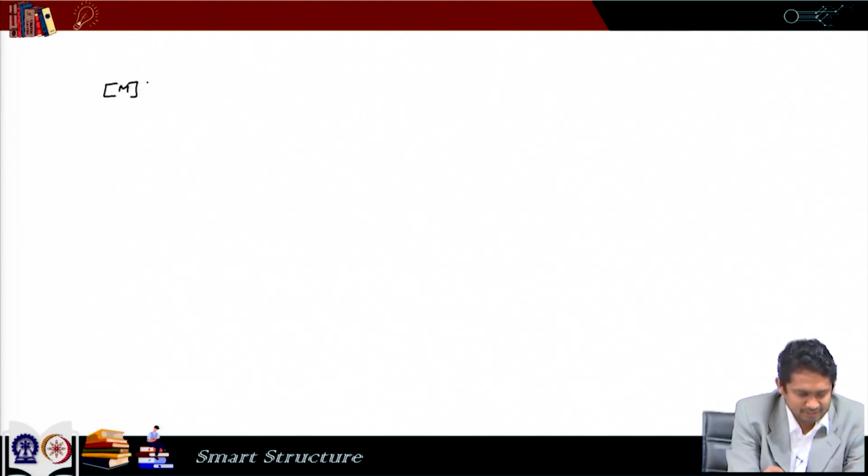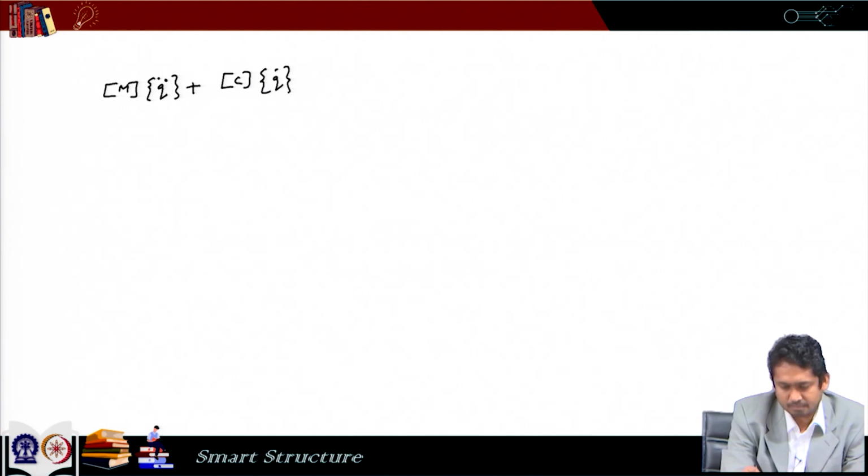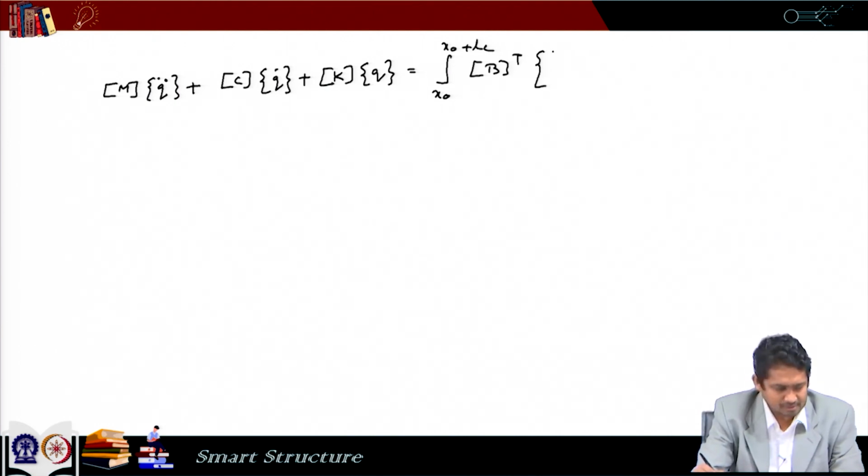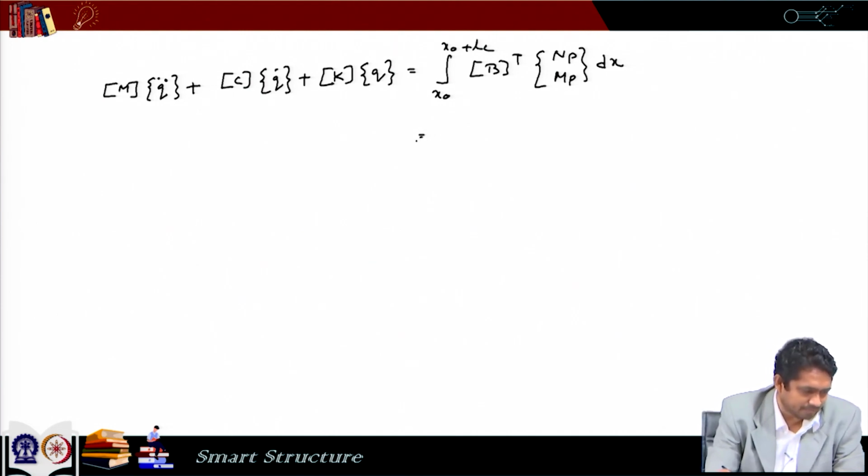Now, we know that for the actuation case, we have already seen that the dynamics can be written as this, and that is equal to the integral from x 0 to x 0 plus L C of B T multiplied by N P, M P. Here B T is already known to us, and this is multiplied by N P. It is then integrated over the domain of the piezoelectric actuator, I mean the domain along the x axis, and that gives me the actuation force.